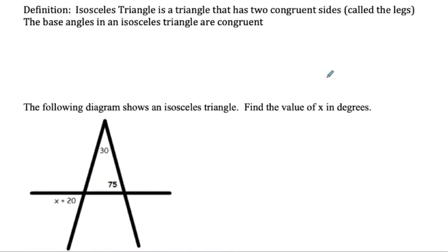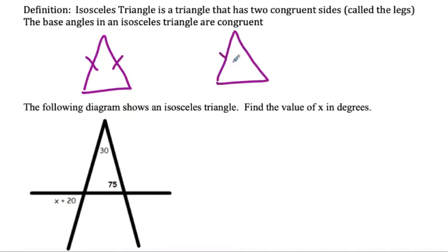Now this can get a little bit trickier when I throw in other figures. So we've talked about an isosceles triangle before, but I want to define it again. An isosceles triangle is a triangle that has two congruent sides. We call them the legs. So here's an isosceles triangle, and I'd mark these legs congruent. I could also do this and say these are the two congruent sides. So you just have to be really careful.